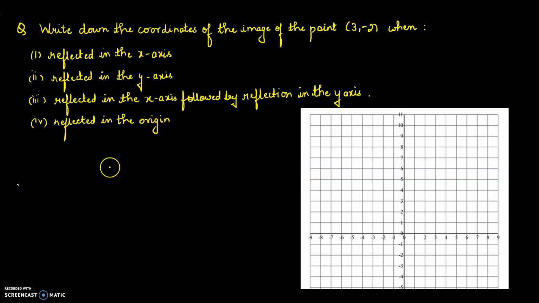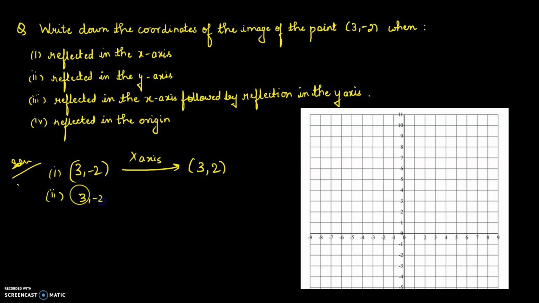Since the method is not mentioned here, you can do it by any method like the graph method or the formula method. We have to reflect this in the x-axis. So 3, -2, when we reflect it in the x-axis, the x coordinate will remain the same and the y coordinate will change its sign. That will be 3, 2. Now for the second part, 3, -2 is to be reflected in the y-axis. So the y coordinate will remain the same and the sign of the x coordinate will change.